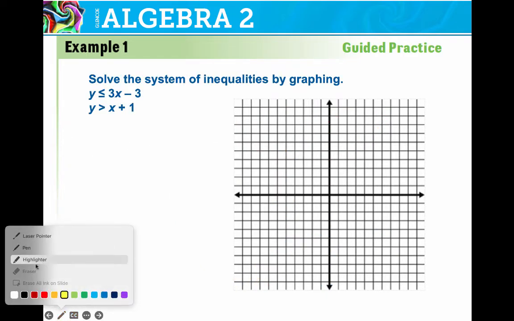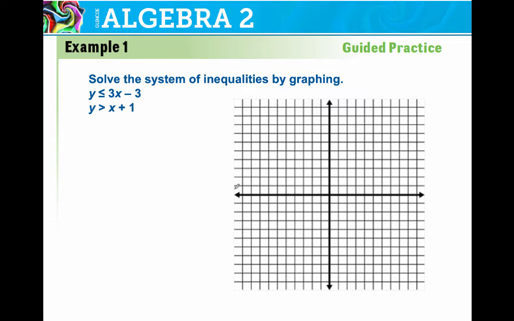Let's see what happens. I'm going to get the pen back. All right. And I'm going to graph the top one. I'll do that one in blue. 1, 2, 3. And then I'll apply a slope of positive 3. Positive slopes go up to the left, or up to the right, excuse me. And it looks like something like this.